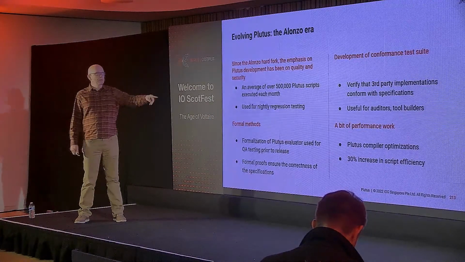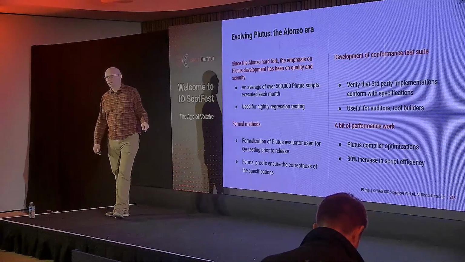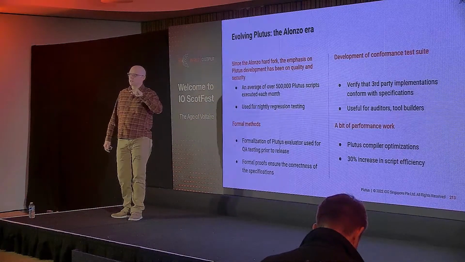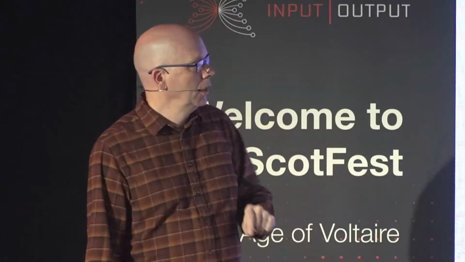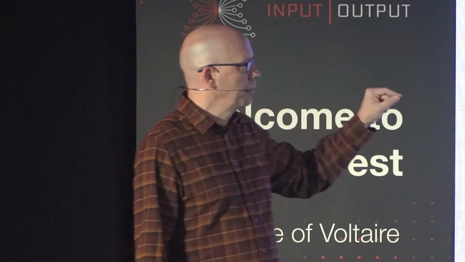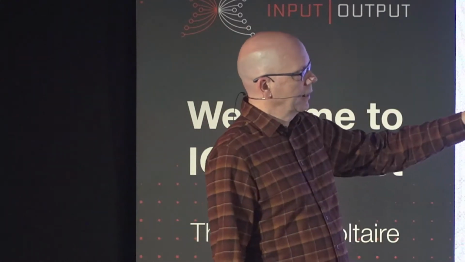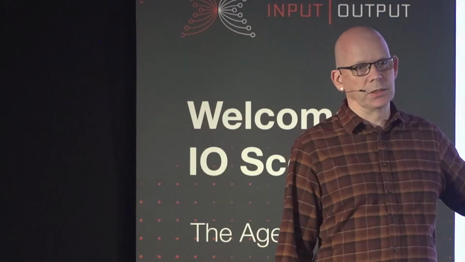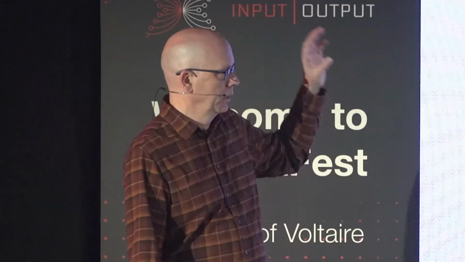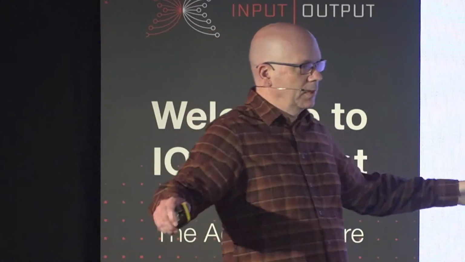One of the things that we've been doing recently, we've been working on a conformance test suite. And this also ties back into the certification story in the previous talk. So Simon mentioned that there's a third party who's implementing the semantics in the K framework, RV. And this is a test suite that allows them to verify that their third-party implementation is conformant with the specifications. So this is useful for auditors, it's useful for tool builders, and it's generally good for the ecosystem as a whole.